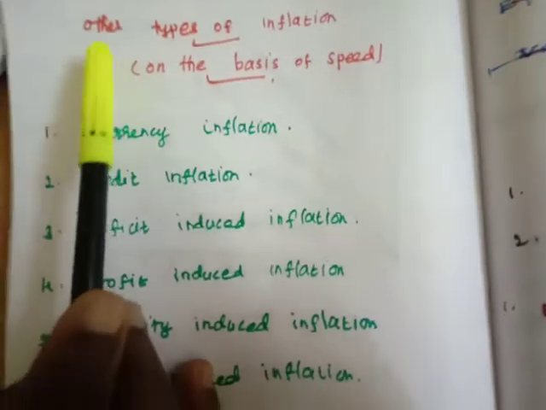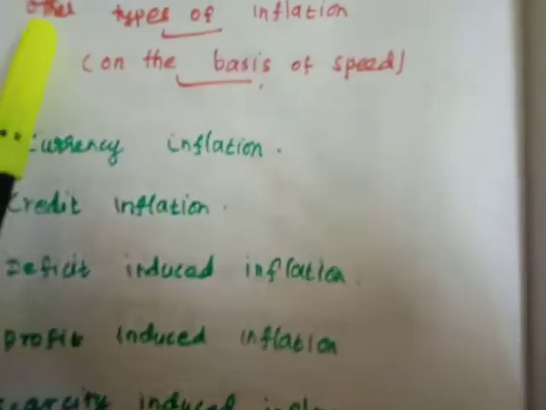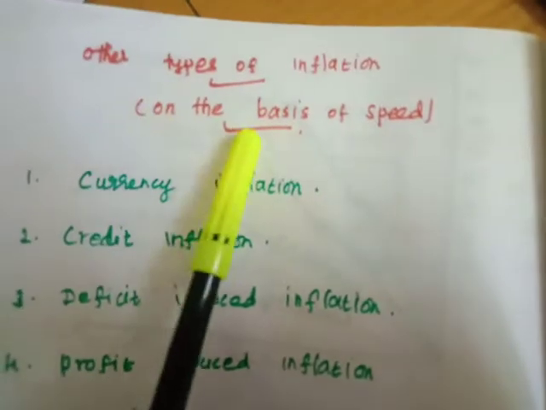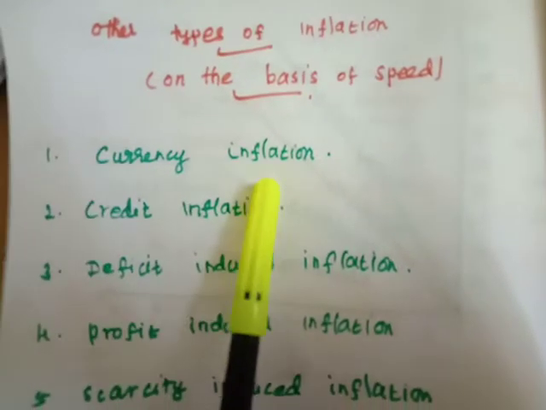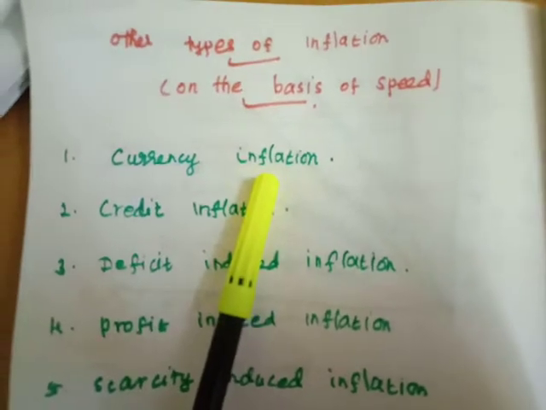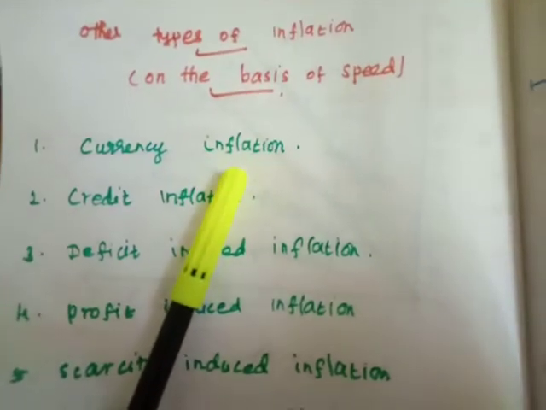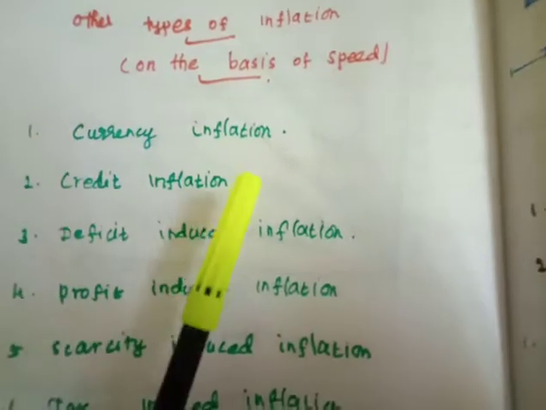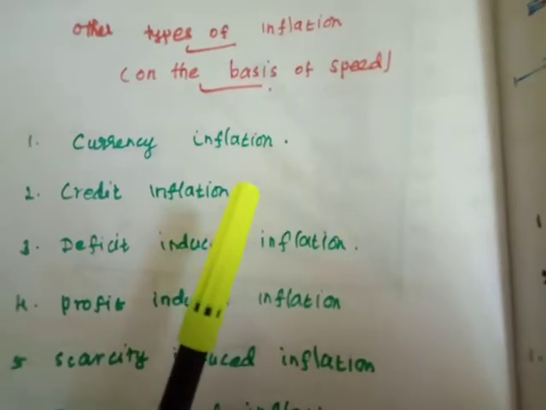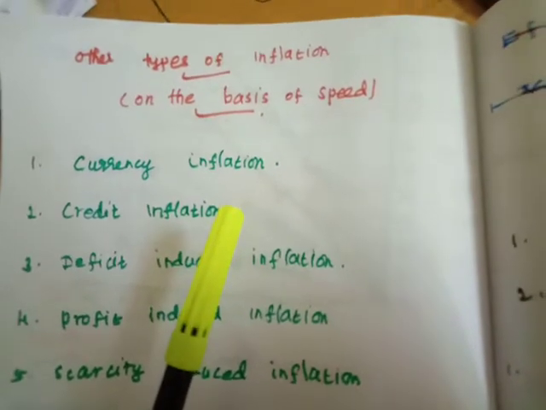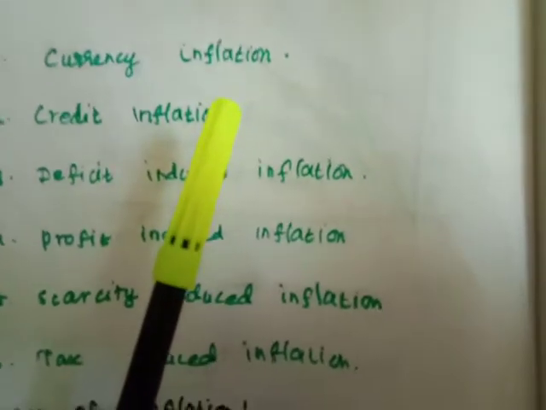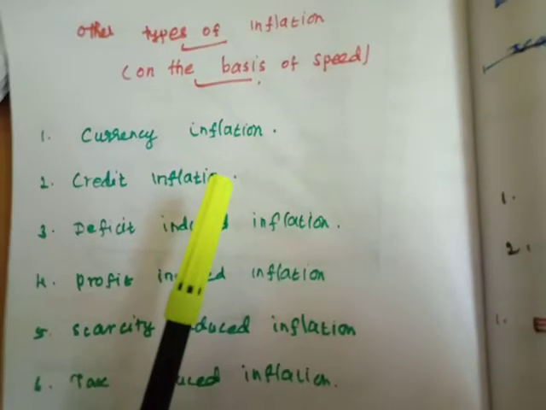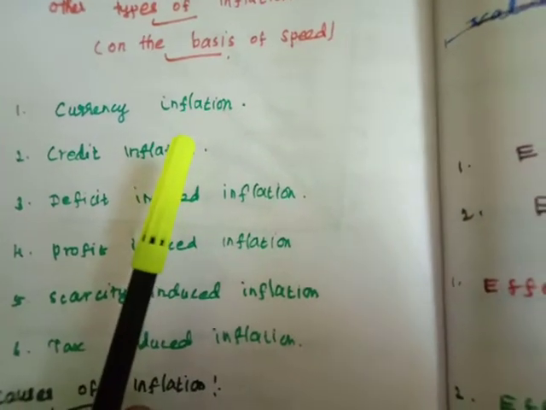Okay, students. Next we will move to the other types of inflation, on the basis of speed. The first type is known as currency inflation. The excess supply of money from the monetary authority in India, the Reserve Bank of India, increases circulation and raises prices, because people are ready to buy goods and services at even unimaginable prices since the circulation of money is more.